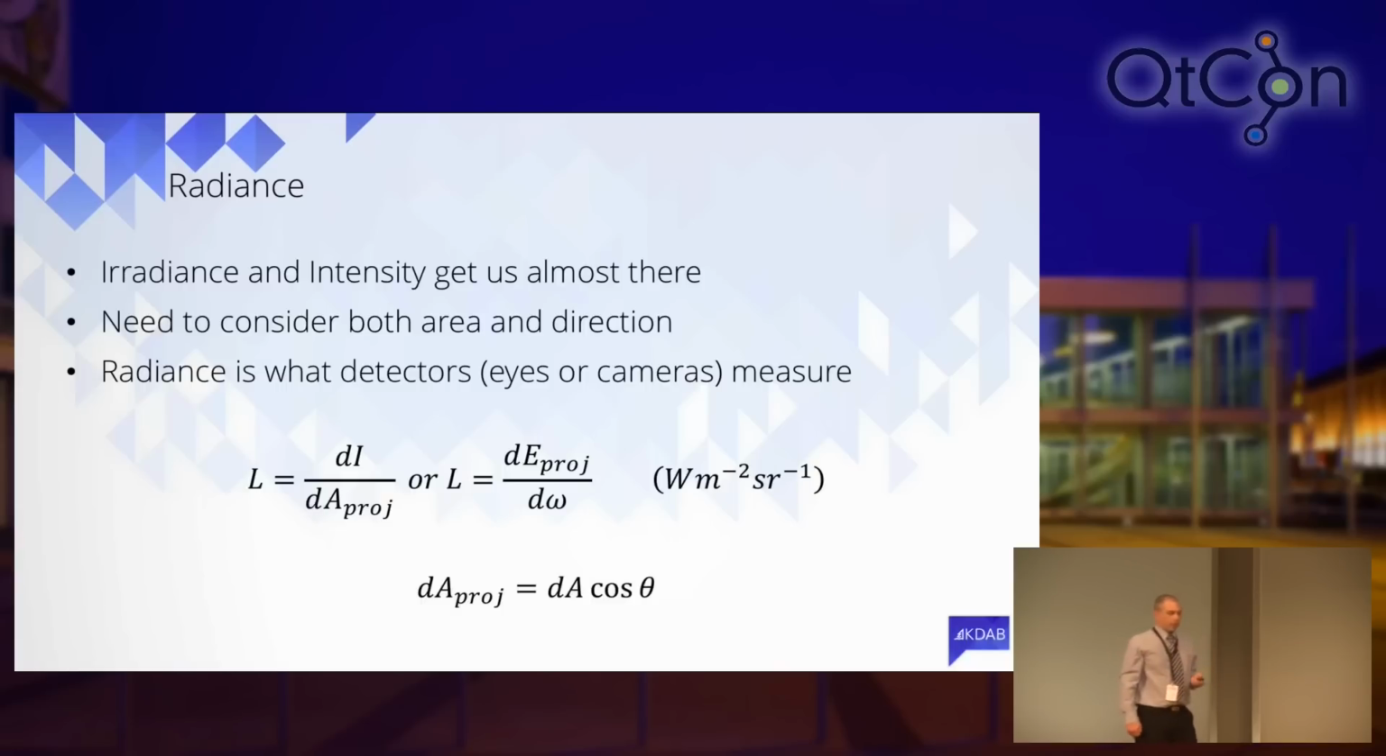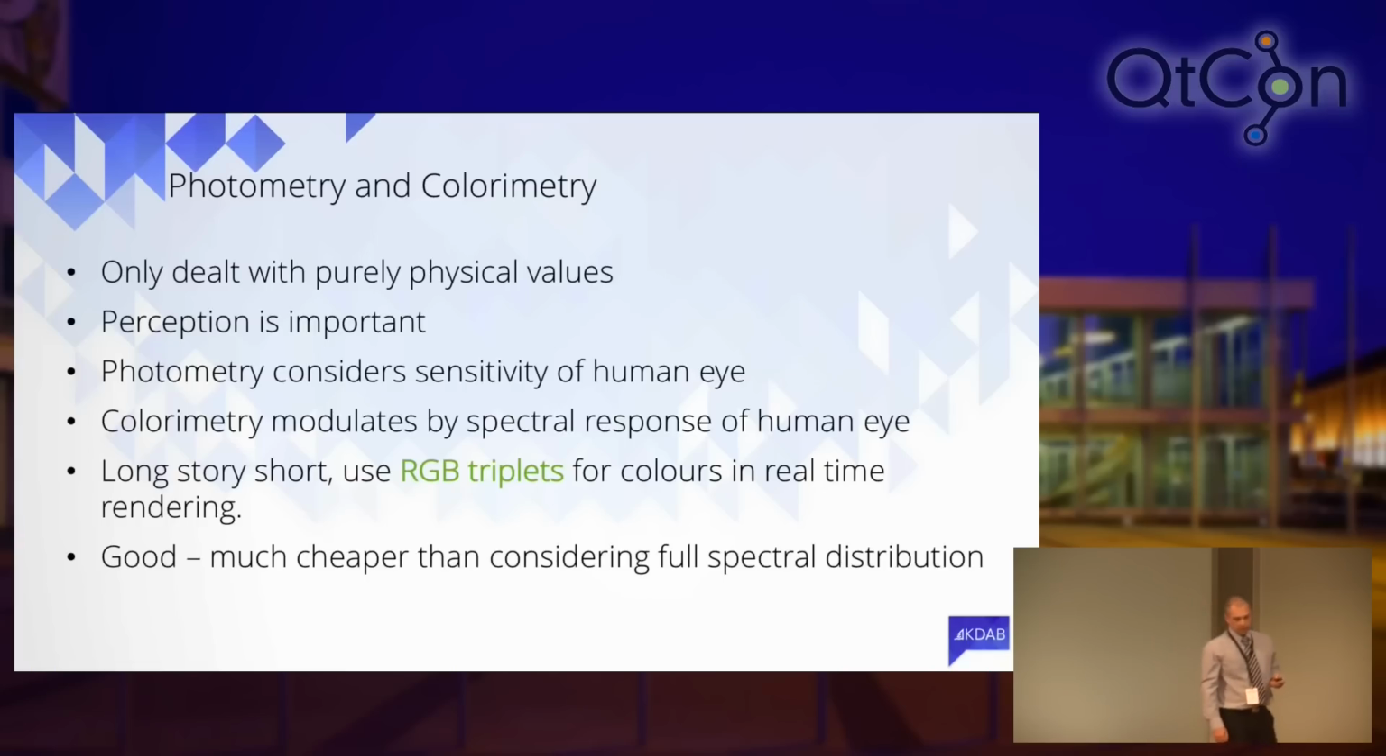Now, so far we've been talking about purely physical quantities. However, perception is critically important for rendering. There's a couple of fields called photometry and colorimetry, which, if you're interested, go read the book Real-Time Rendering. Lots of gory details in there for you.